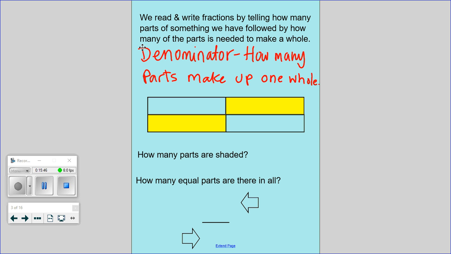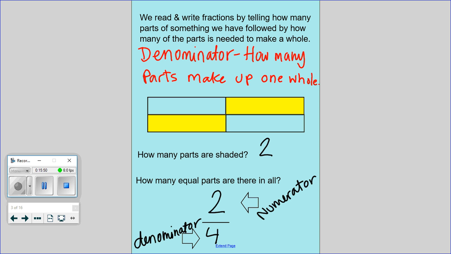So denominator, how many parts make up one whole? So again, the number of boxes shaded was 2. That was our numerator. The number of boxes or pieces in all was 4, and that's our denominator. Naviana, please write with your notebook on your desk. Does this make sense? Yes. Okay.